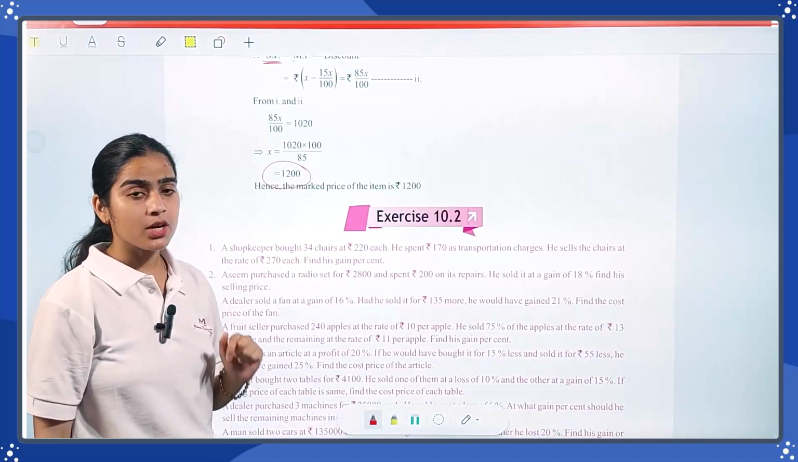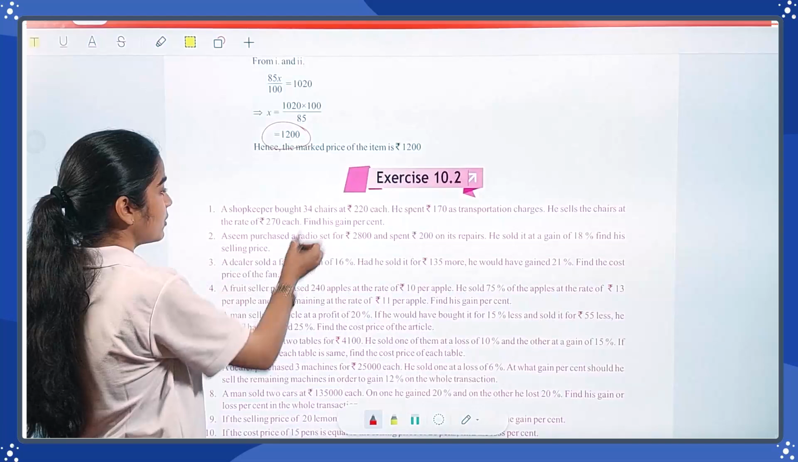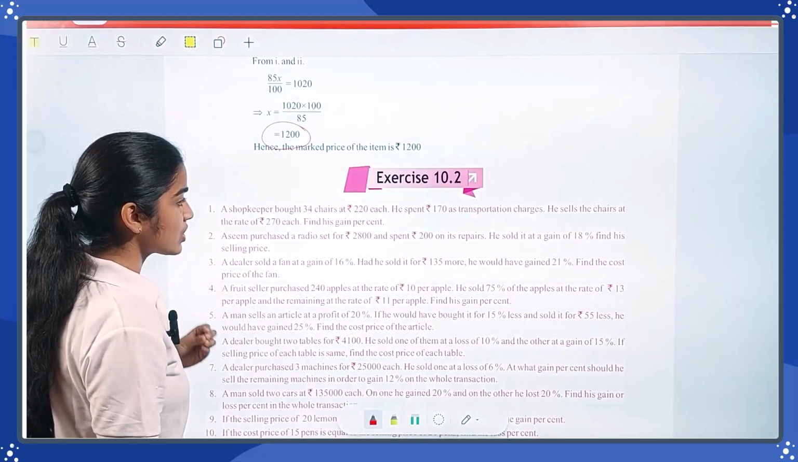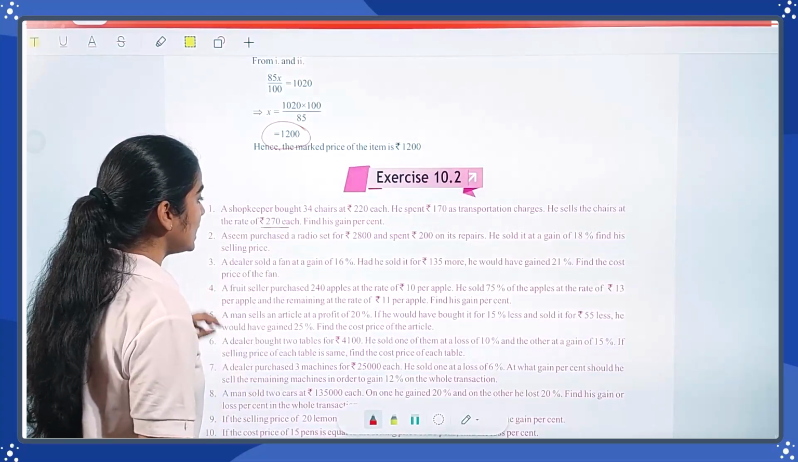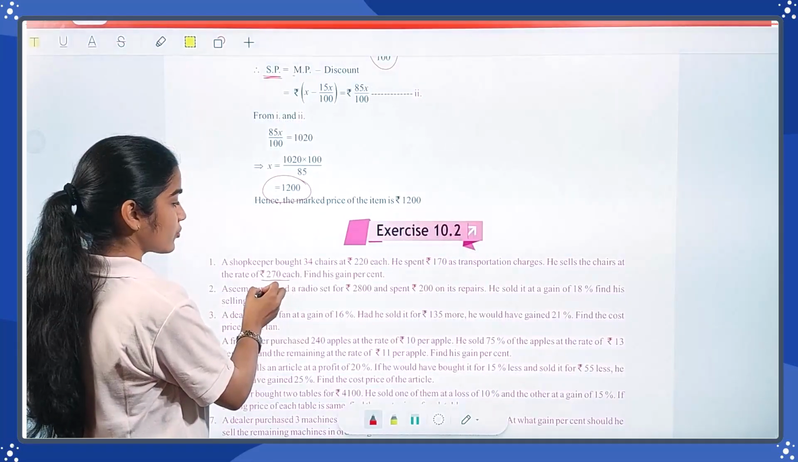Okay. So now we are going to solve this exercise 10.2. A shopkeeper bought 34 chairs at 220 each. He spent 170 as transportation charges. He sells the chairs at the rate of 270 each. Find his gain percent.